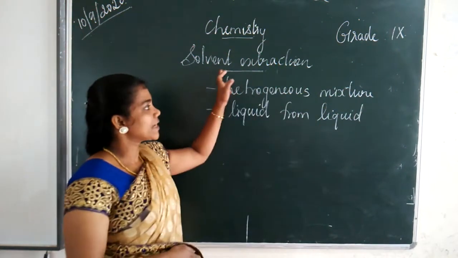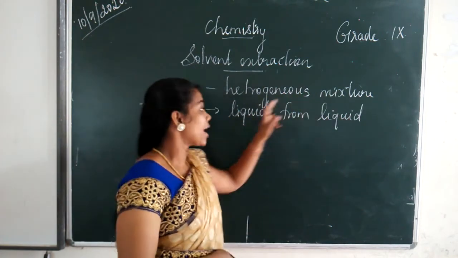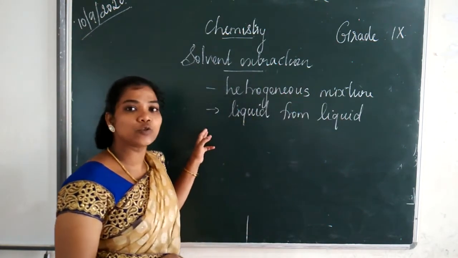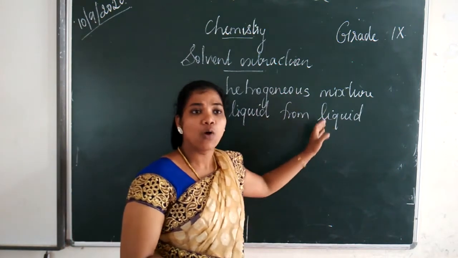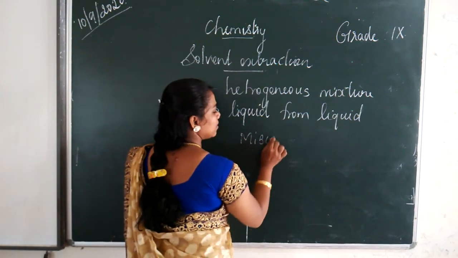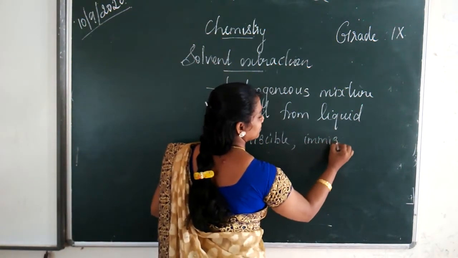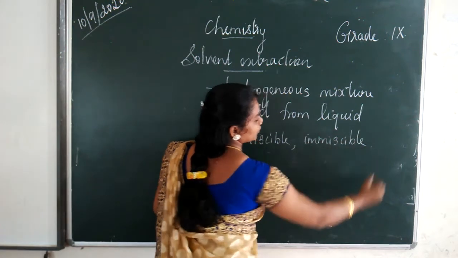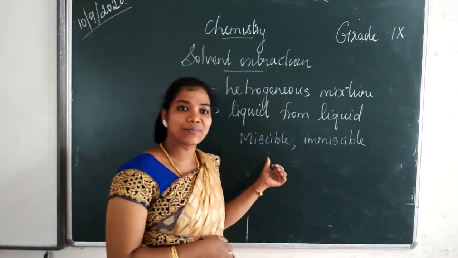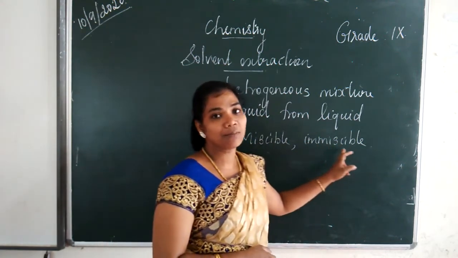So, the solvent extraction method comes under what type? Heterogeneous mixture. And what type of mixture is separated? It is used to separate liquid from liquid. Two types of liquids we study today: one is miscible, and the next one is immiscible. Both are liquid from liquid.